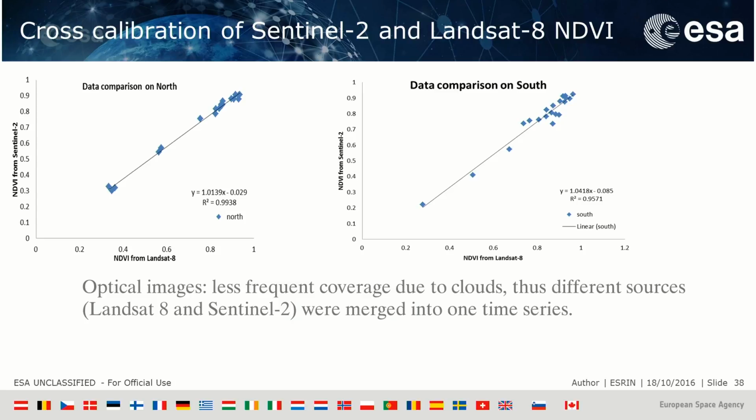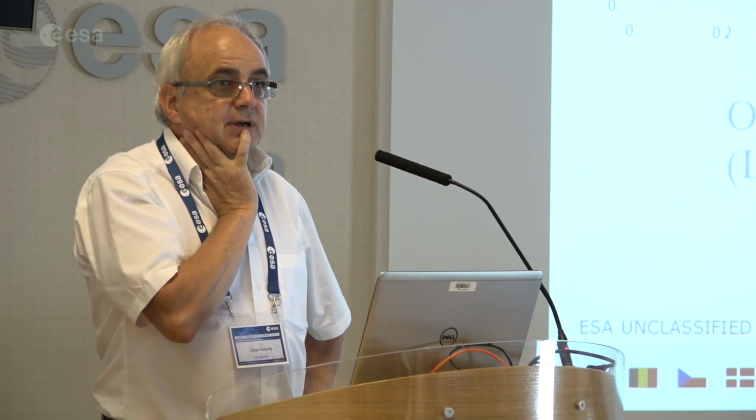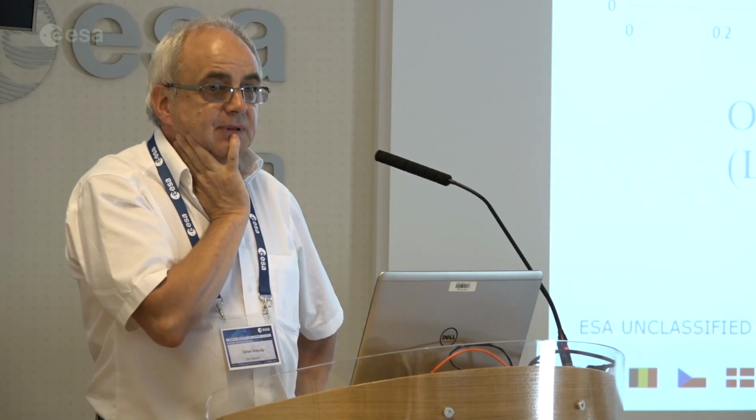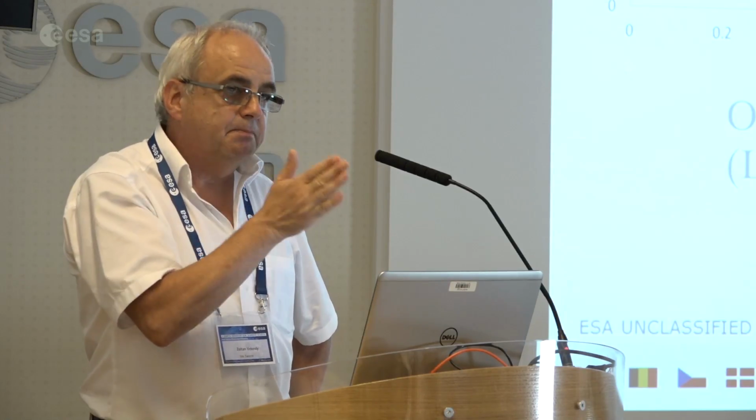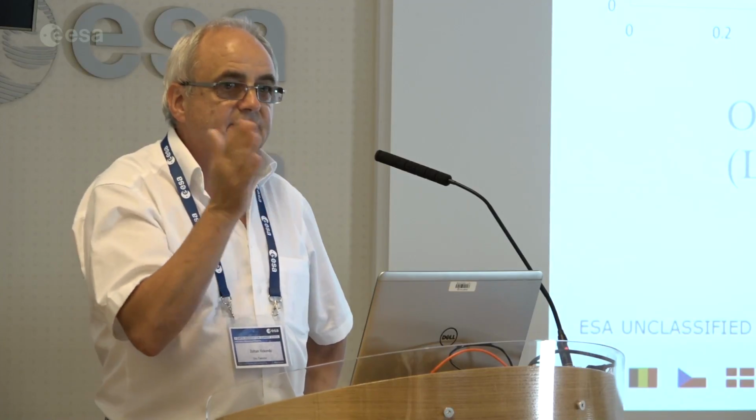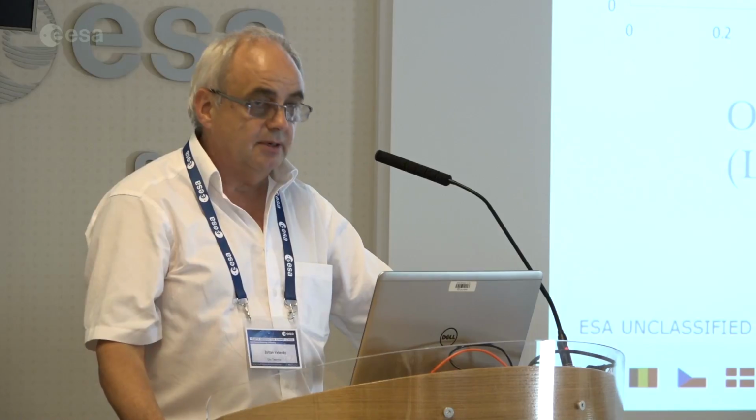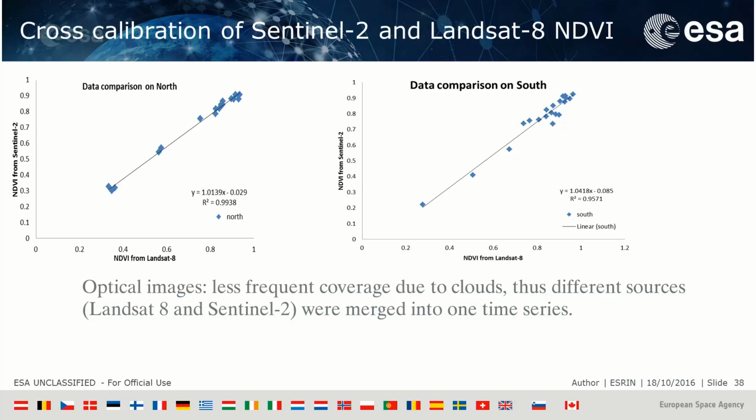And first of all, we tried to identify whether we could integrate optical images from Landsat and Sentinel. You know that the bands are not completely identical. The sensitivity of the bands are not completely identical between the two sensors. Therefore, we had to test, but it came out quite nicely that the NDVI calculated from Sentinel-2 correlates very nicely to the NDVI calculated from Landsat 8.